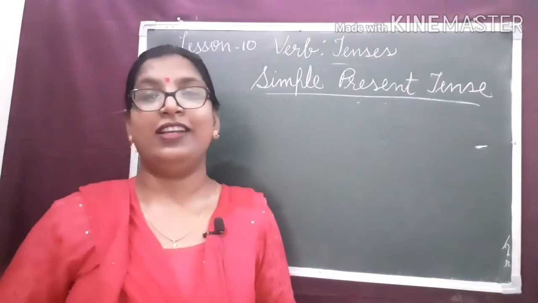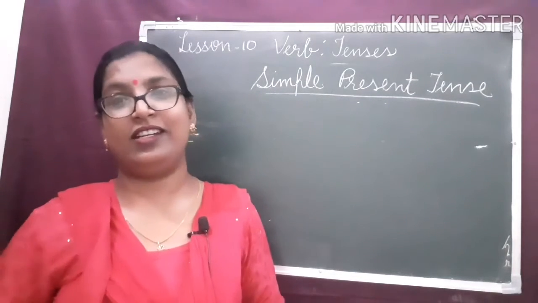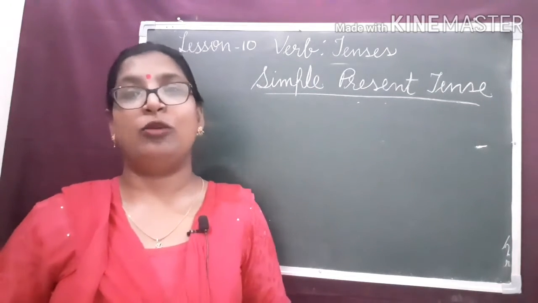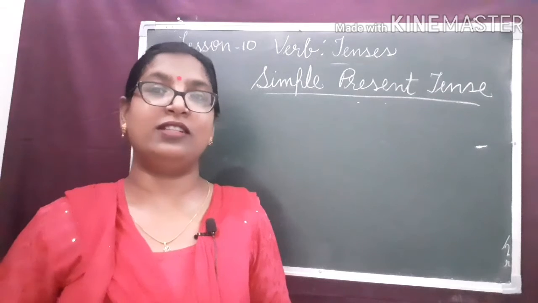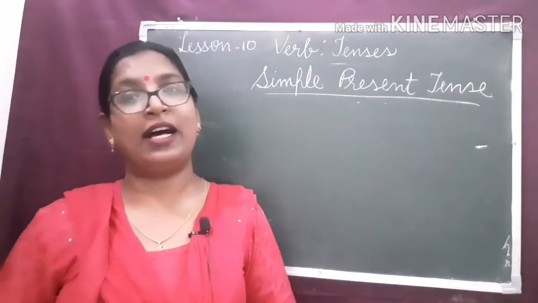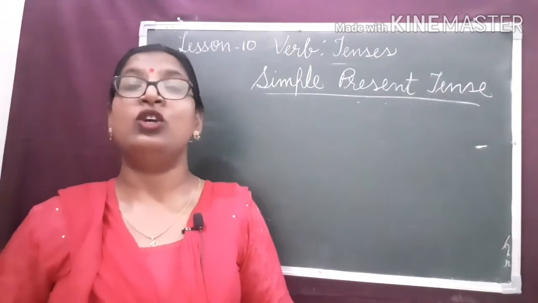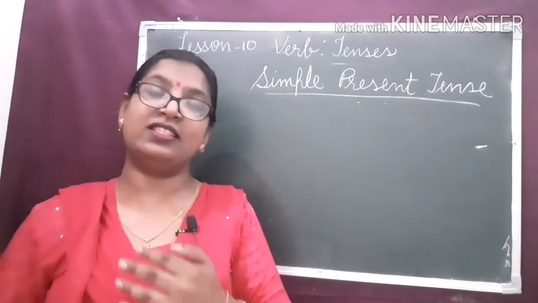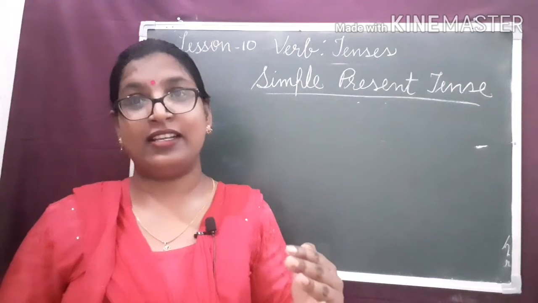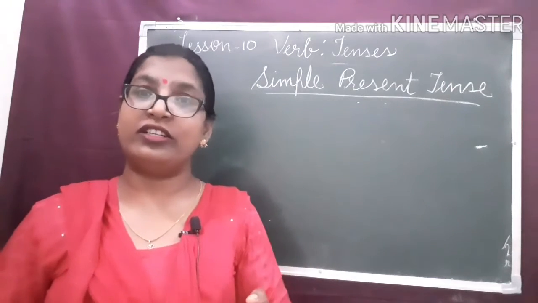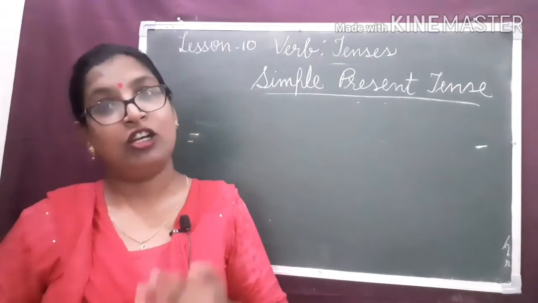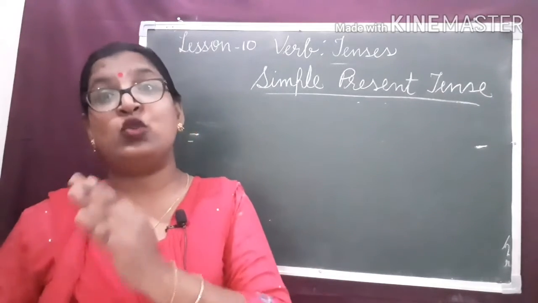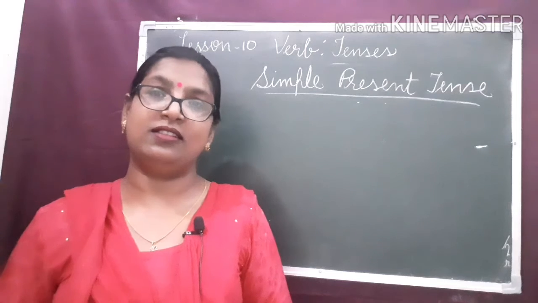Dear children, in the previous class we studied that tense indicates the time of an action. Mainly there are three types of tenses: present tense, past tense and future tense. Each tense is divided into four more categories like simple, continuous, perfect and perfect continuous. Likewise, we have 12 tenses.